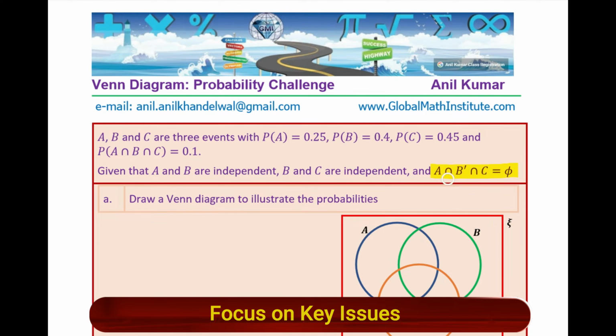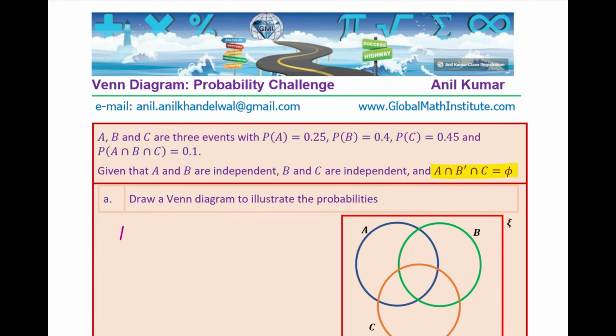So let's look into A intersection not B intersection C. Let me rewrite this: A intersection not B intersection C. So let us see what A intersection C is. A intersection C, let me shade that portion. A and C intersect in this particular area, correct? So that is the portion which is A intersection C. Perfect. Now we have A intersection C, which I have shaded.